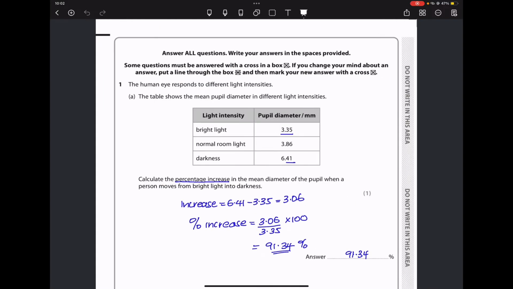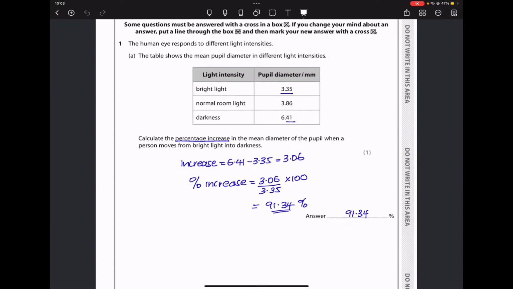Question 1. The human eye responds to different light intensities. The table shows the mean pupil diameter in different light intensities. So we see in bright light, in normal room light, and in darkness. We can see in bright light it's smaller, then it increases a little bit in normal room light, and then in darkness it becomes the biggest.